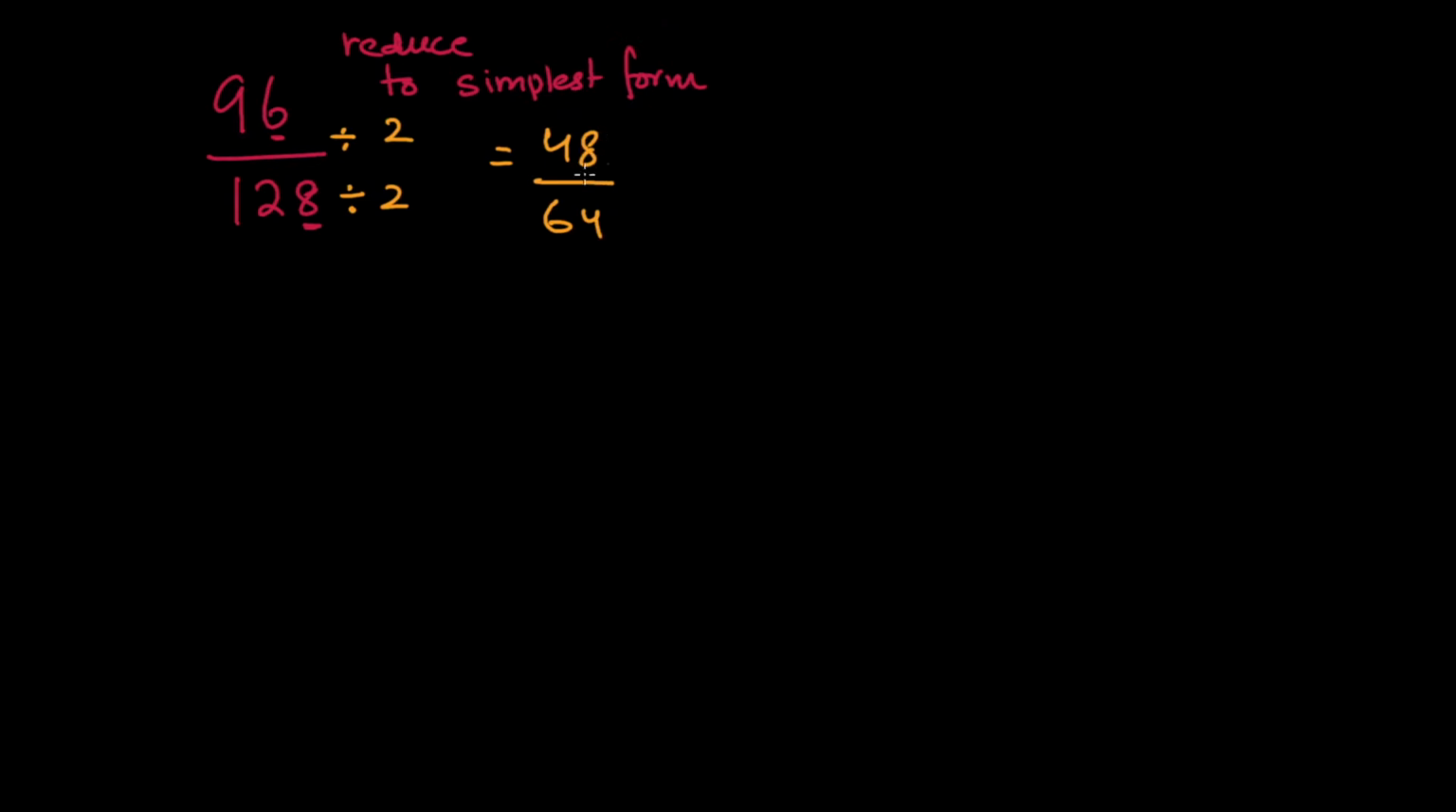And then I also see 8 and 4, which are both divisible by 2, so we divide by 2 again. 48 divided by 2 is 24. 64 divided by 2 is 32. So we have 4 and 2 at the end in the ones digit place, which means it's divisible by 2. So 24 divided by 2 is 12. 32 divided by 2 is 16.